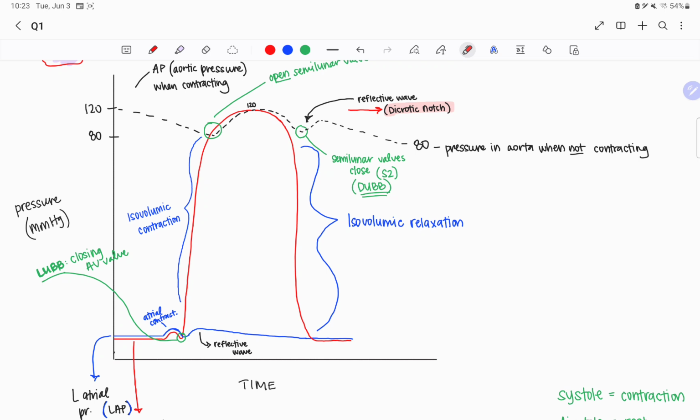Now you're going to see here we have that first bump here, and then we have another little bump here. Okay, this second little bump is called a reflective wave. And that's just because we've shut the door, and then the elasticity, all that blood, it rushes towards the gate that's just closed and kind of hits it and rebounds off of it, right? And that's what we see here.